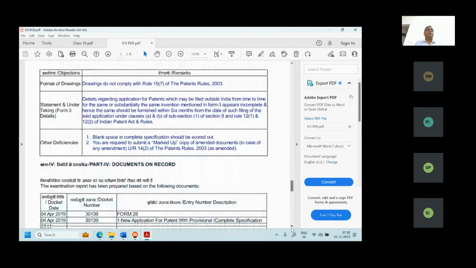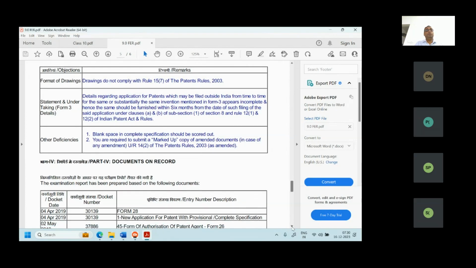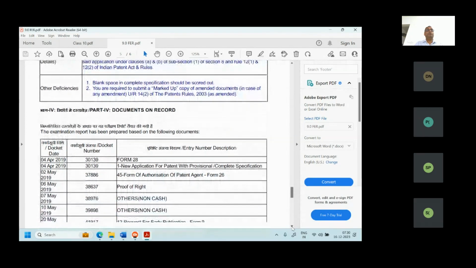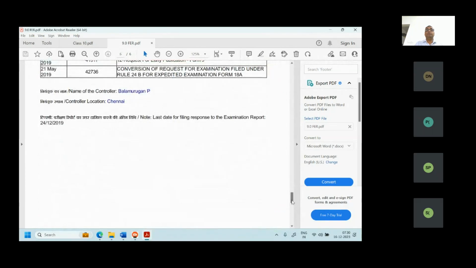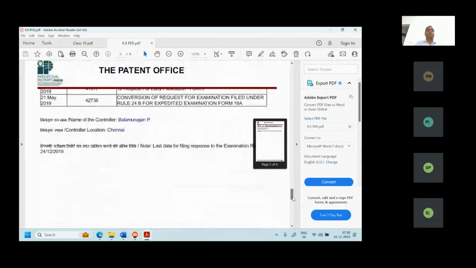Similarly, there are formal requirements. For example, the format of the drawing is not complying, or the statement under section 8, the undertaking, they are asking for the section 8 undertaking if this is not there. And similarly, other documents on record, they have said that these documents of request are with me. Right? Okay.